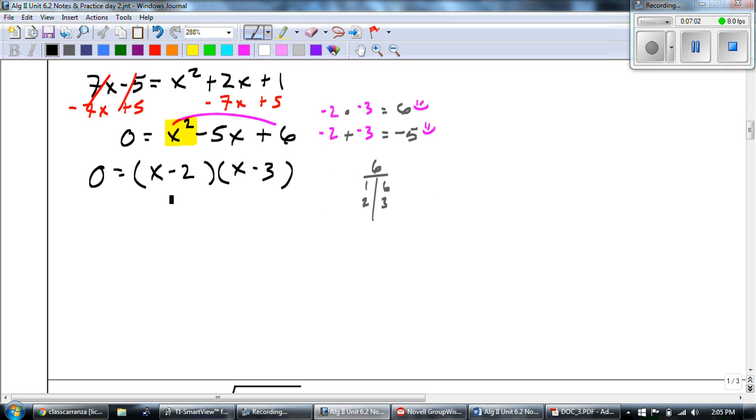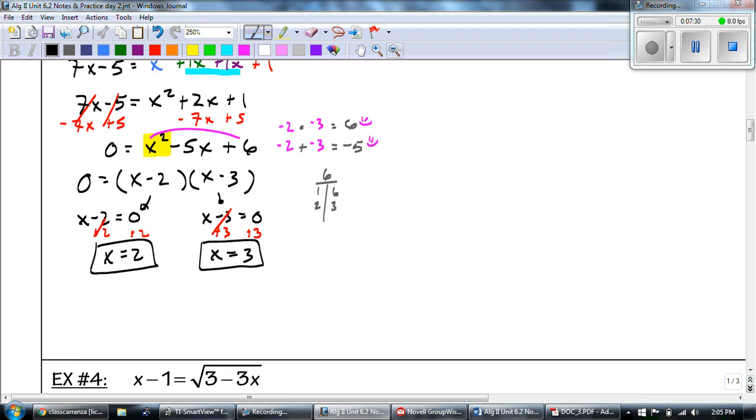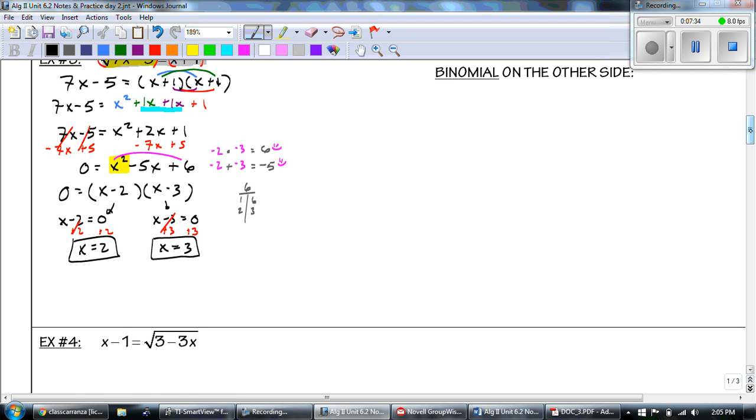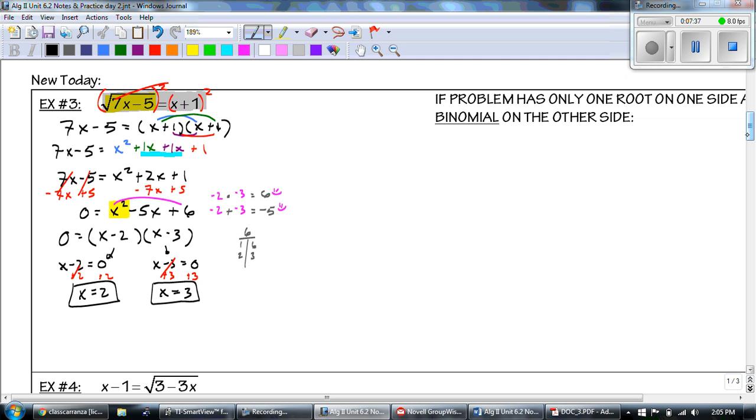But remember, we're solving, so that means everything with a variable I set equal to 0 and solve. So I have to add 2 to both sides, and we get x equals 2. And I add 3 to both sides, and we get that x equals 3. And then I'm like, yay, I got my 2 answers. But guess what? I gotta check to see if they're extraneous or not. So that means we gotta come back over here and check. And I'm not checking one, I'm checking both. So I'm just gonna do the smaller one first.